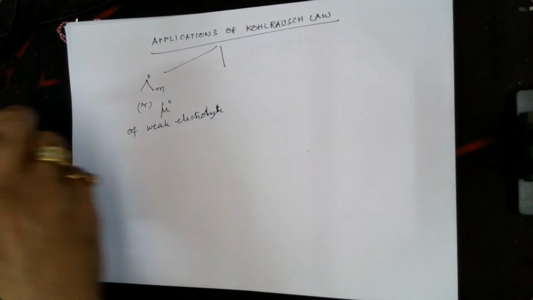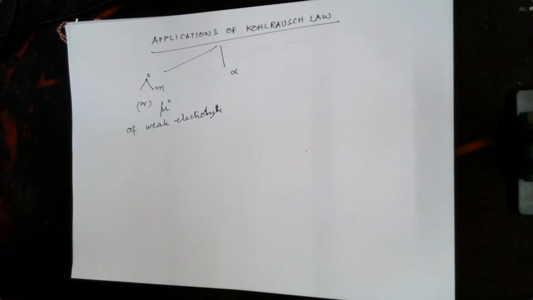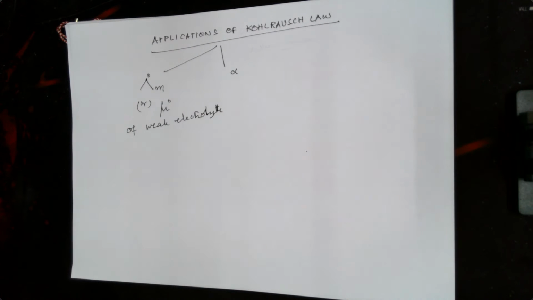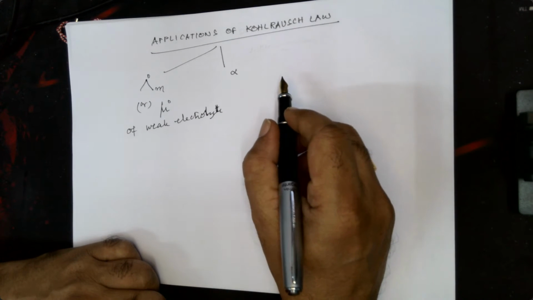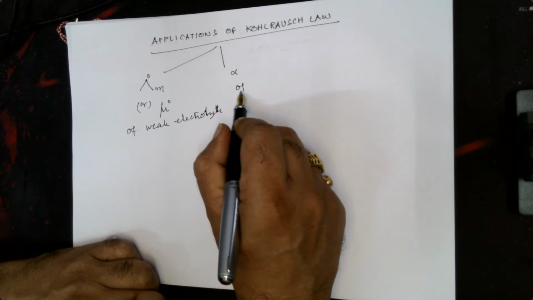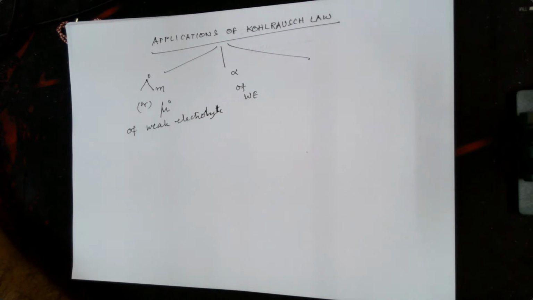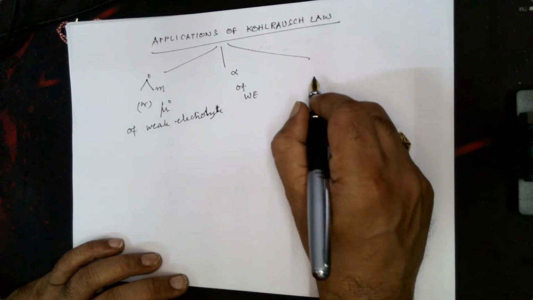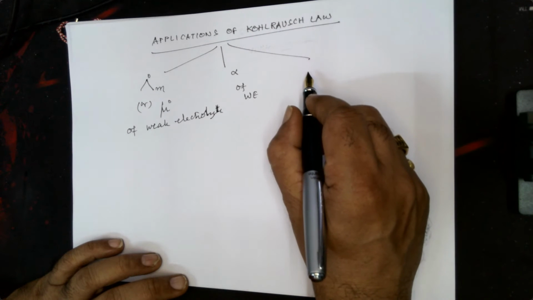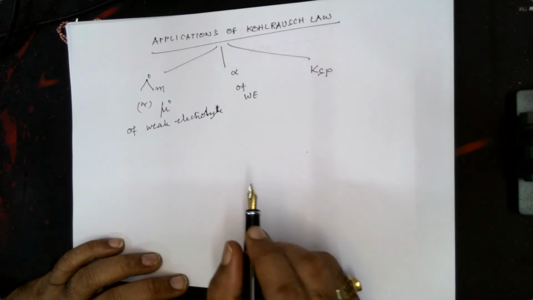Secondly, we can calculate the degree of dissociation of weak electrolyte. Third one, we can calculate the solubility of sparingly soluble salt. It is known as KSP, the solubility product.